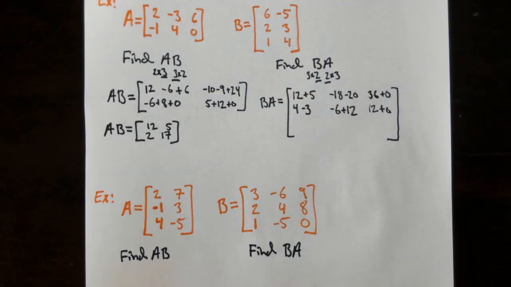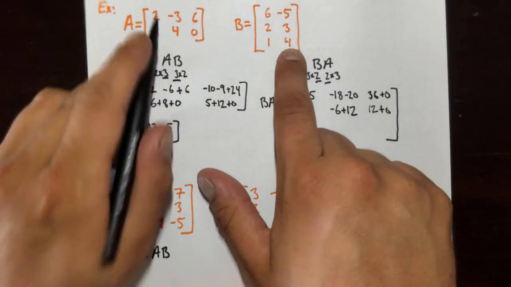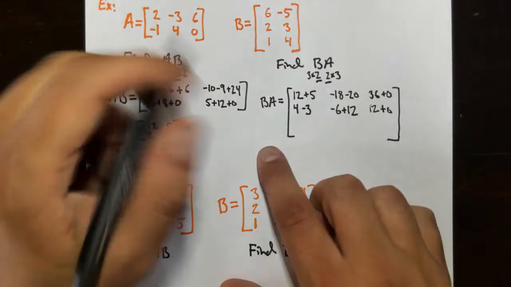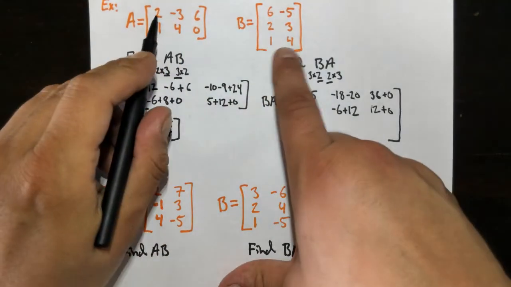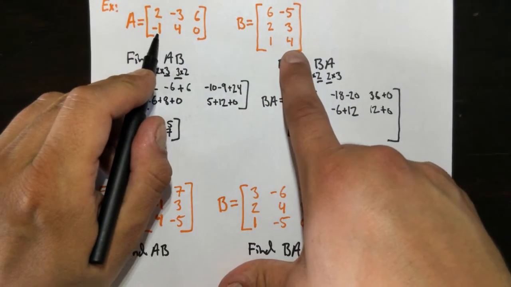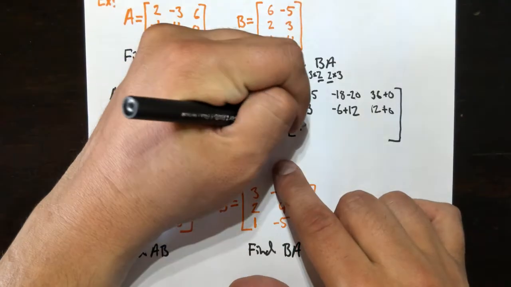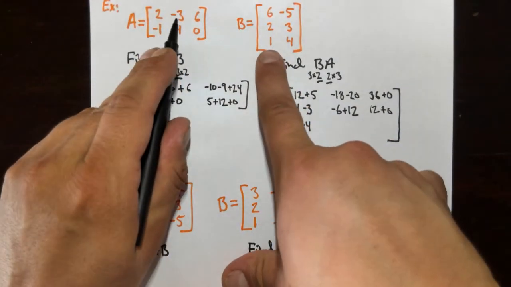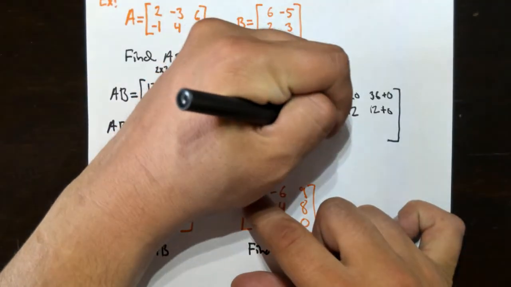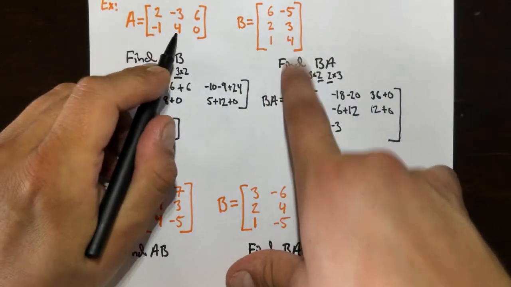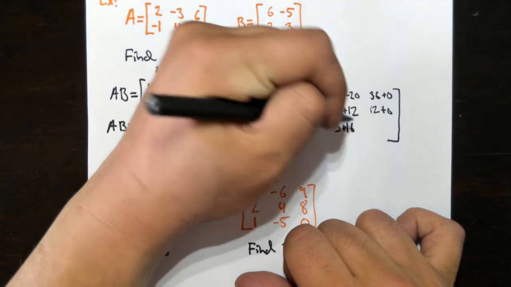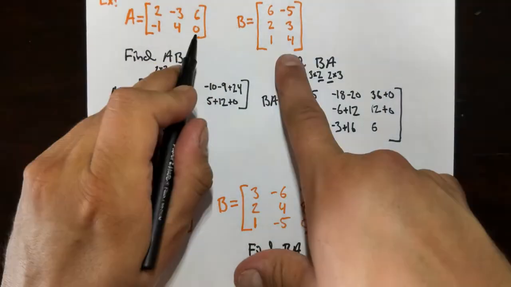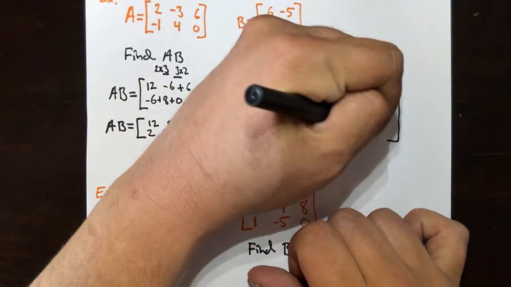All right, now we have the last row to do. So the last row of B times the 3 columns of A. 2 times 1 is 2. 4 times negative 1 is negative 4. And then do the same thing with the middle column. 1 times negative 3 is negative 3. 4 times 4 is plus 16. And then finally the last column. 1 times 6 is 6. 4 times 0 is 0.